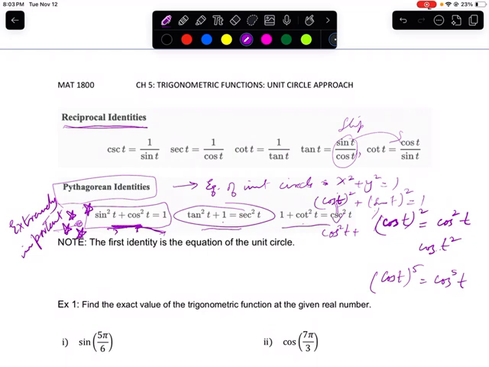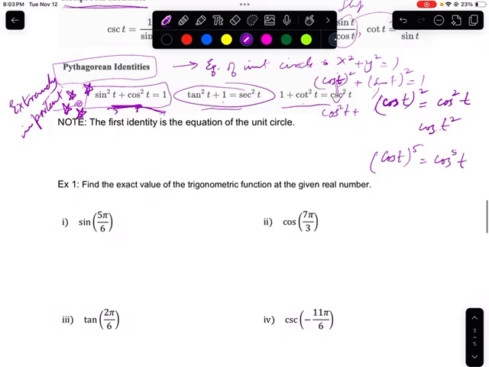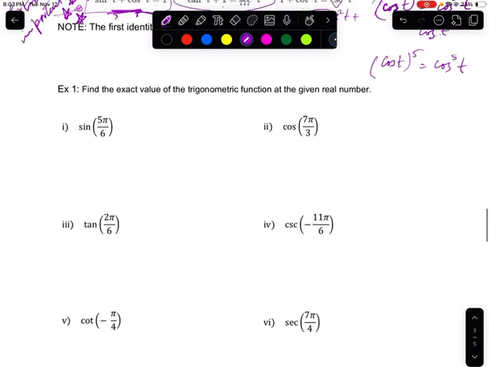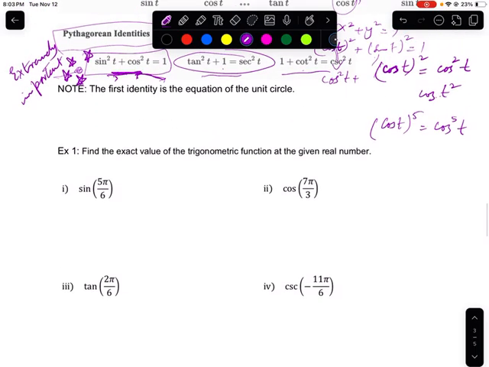Okay, so here the first identity is the equation of the unit circle. I just explained that. Okay, now we come to our problem, which is asking us to find the exact value of the trigonometric function at the given real number. Okay, so remember that sine of t is the y value of the terminal point, cosine of t is the x value of the terminal point, tangent of t is the y over x if x is not equal to 0, and then we go on.